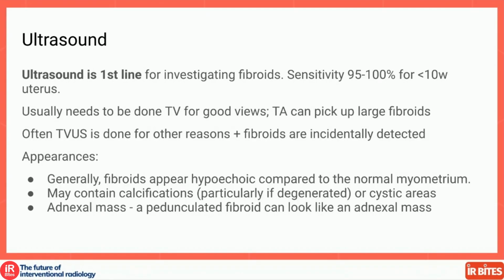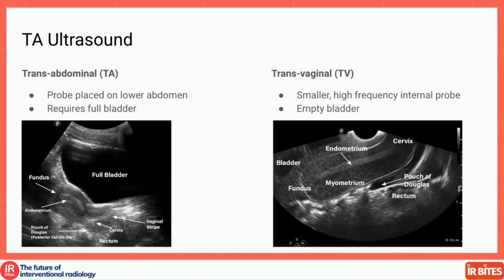And the other complicating factor is if it's a pedunculated fibroid, it might look like it's near the adnexa and look like an adnexal mass. And so those are a bit of the tricky things on ultrasound. So it's not perfect, but it is the first line imaging method for investigating fibroids. And so I'll talk about ultrasound generally and go through the different types.